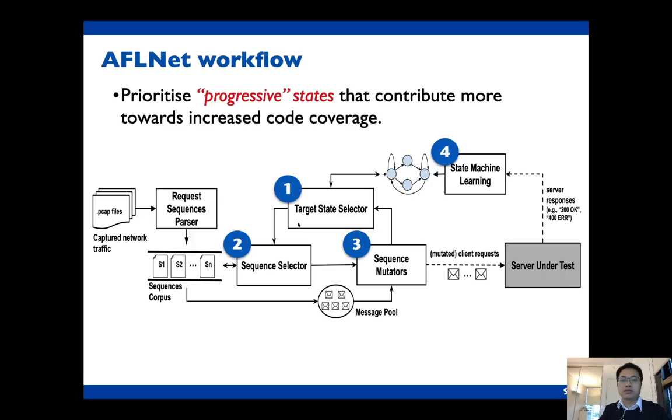Third, it mutates the selected message sequence to generate thousands of its variations and sends them to the server under test. For each newly generated message sequence sent to the server under test, the code coverage and the server responses are monitored to decide whether the message sequence should be retained or the state machine should be updated.